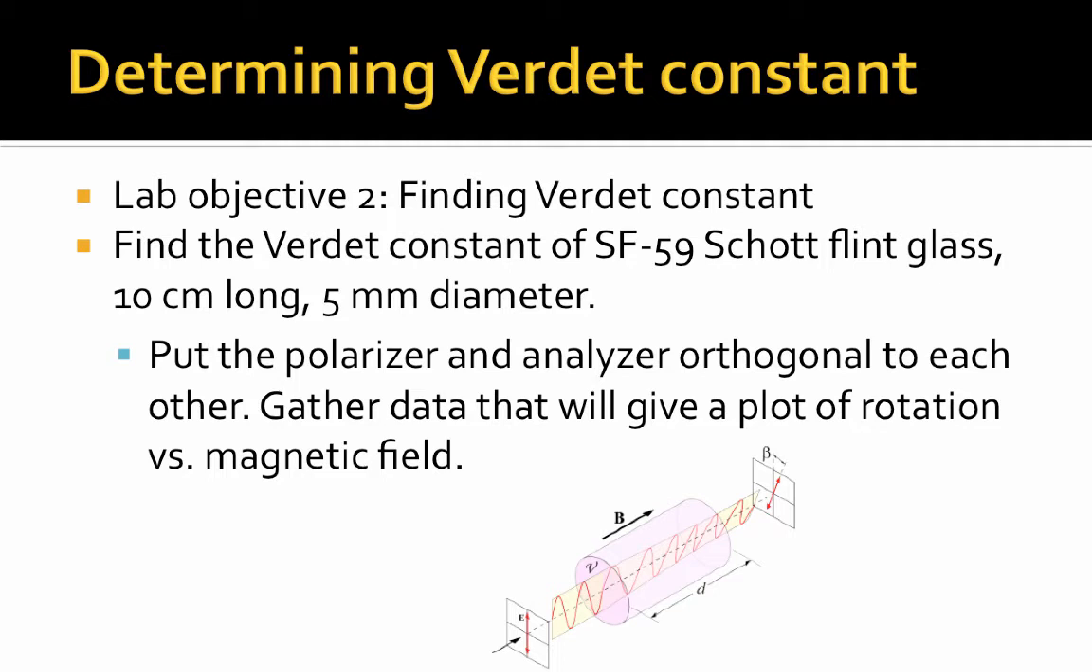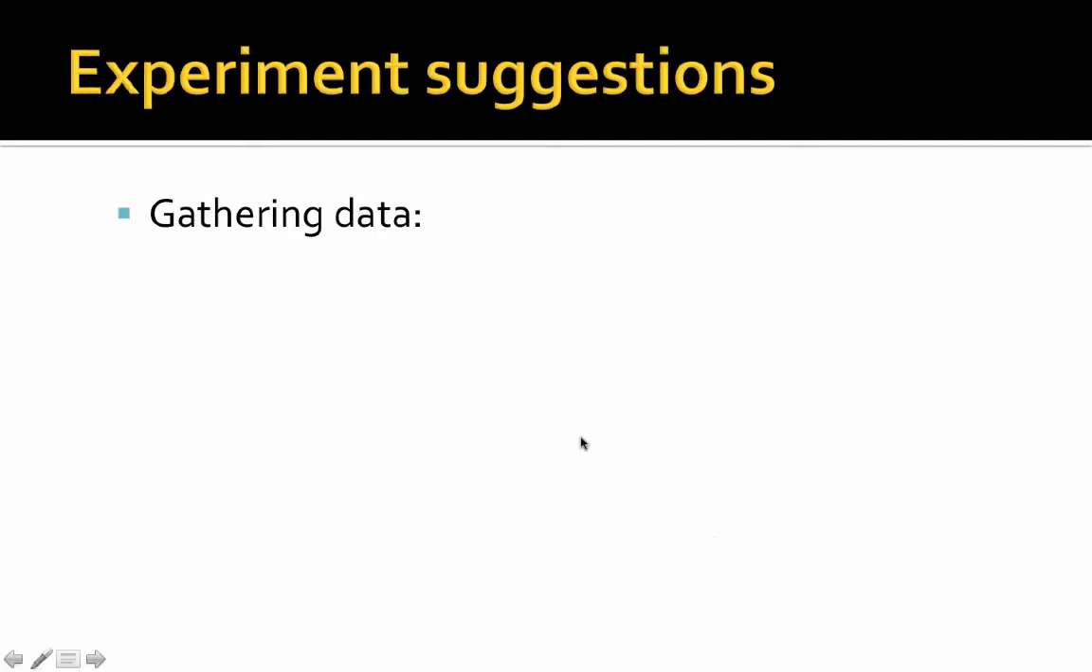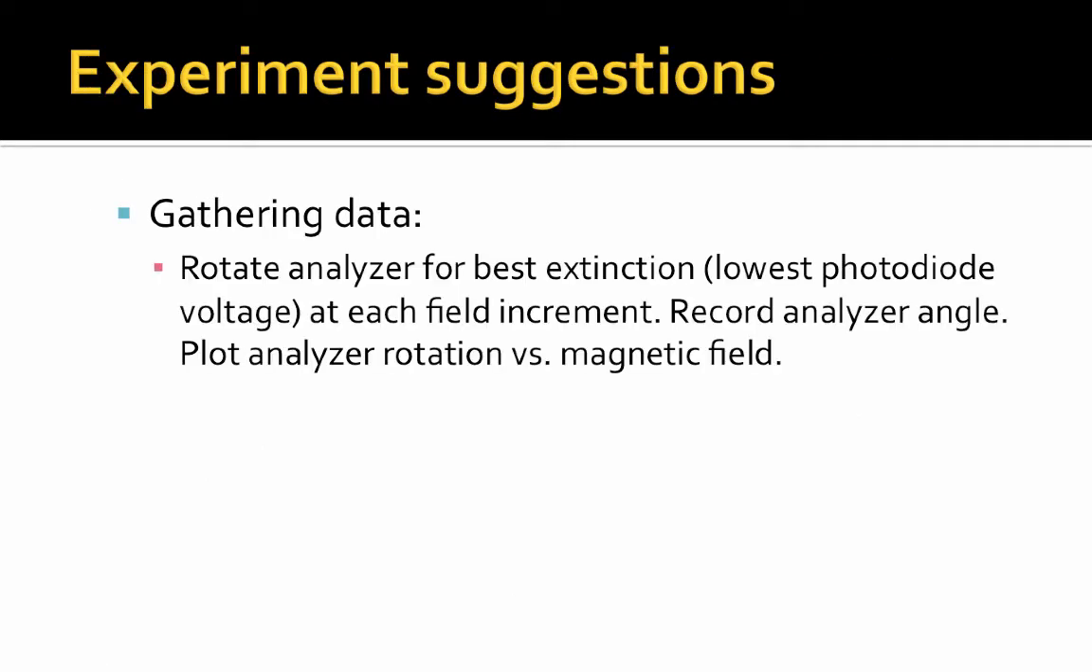Then do something that will give you a plot of rotation versus magnetic field. The pre-lab video, the live video, helps a little bit to see how you can use the measurement on a scope and on the photodiode to acquire this information. So what will it look like while you gather your data?